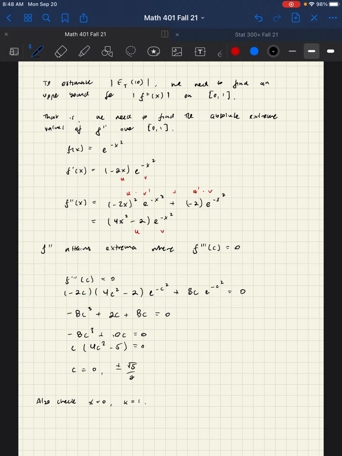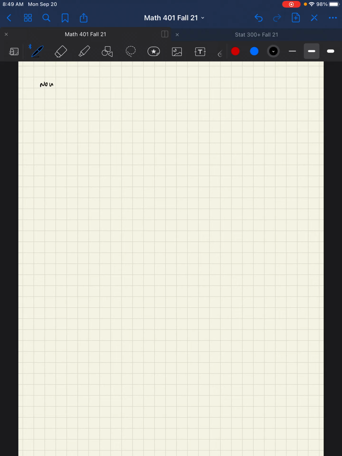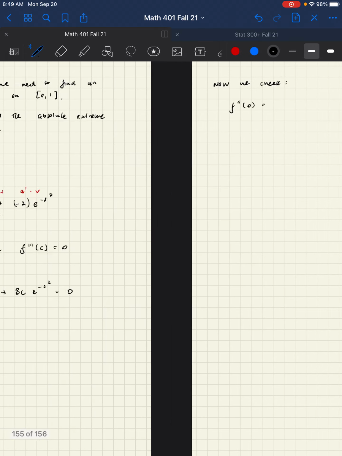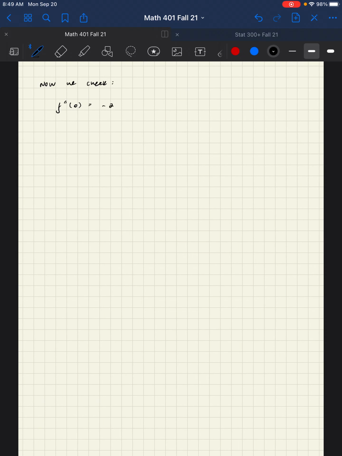Now, x equals 0 is taken care of. We had that. But we should plug in 1 as well to see which function value of f double prime is actually the highest. So now we check. So first, f double prime of 0. And we can go back to this original statement, right? So this one is the actual function that we're interested in, right? So plug in 0 to that, and we end up with negative 2. Okay, so absolute value of that is going to be 2.